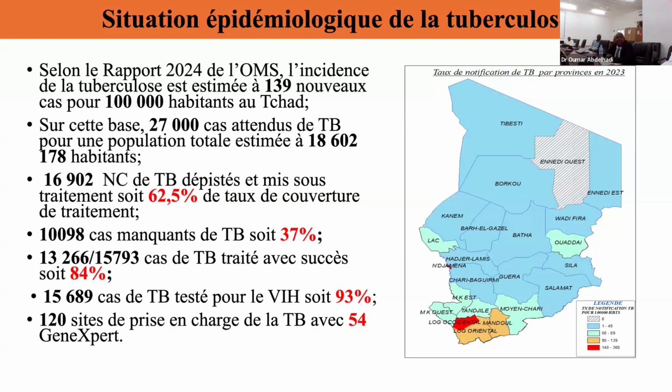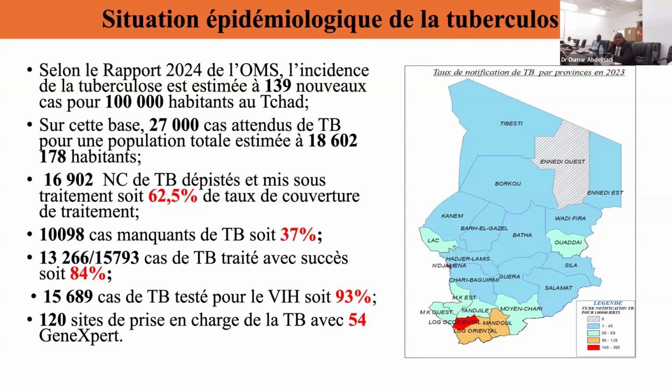About epidemiology, you know that tuberculosis is one of the real health problems that we have here. In Chad, we have an incidence of tuberculosis that is estimated at 139 new cases per 100,000 inhabitants per the 2024 report. This, applied to Chad population in 2024, gives us about 27,000 cases of TB expected. But we're able only to detect 16,902 new cases, and that were able to be put on the treatment. And there's a gap of missing cases of 37%.